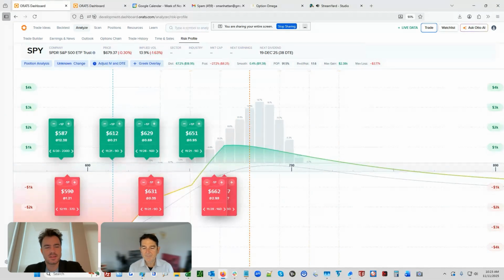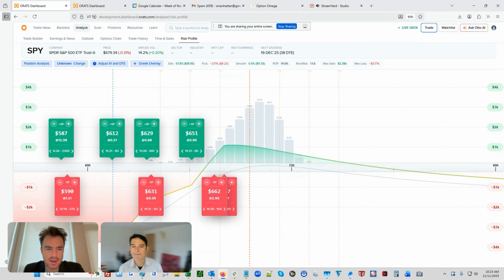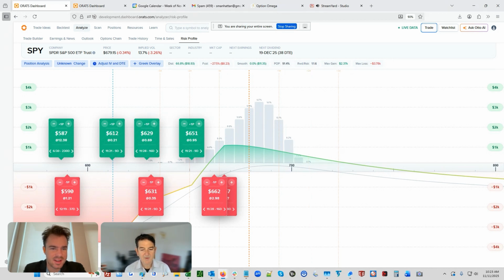Yeah, sometimes it surprises me that the theoretical value, that gray line we're looking at, is so low given that high probability of profit. If you go slightly to the left of where we're at today, it starts to dip into the negative.